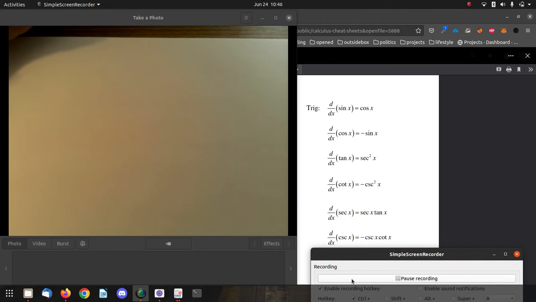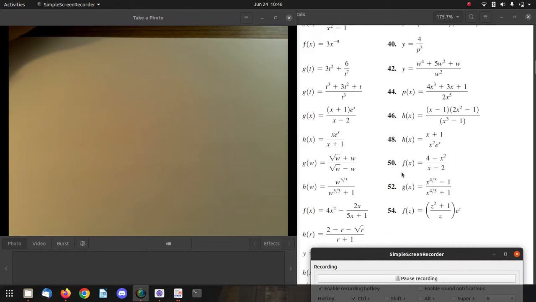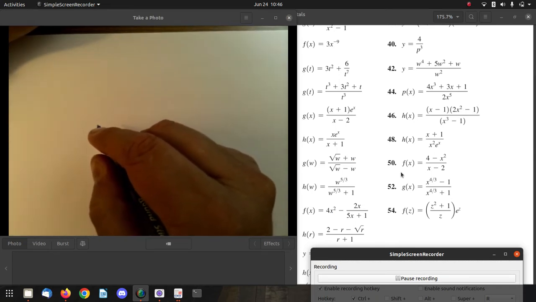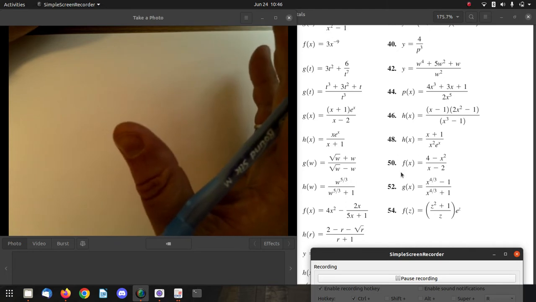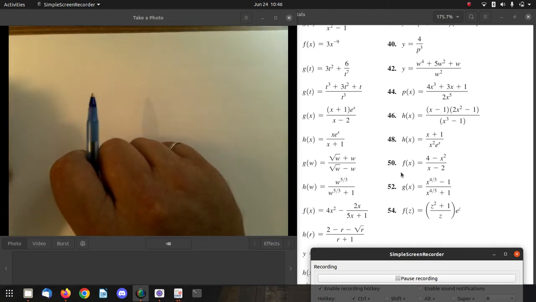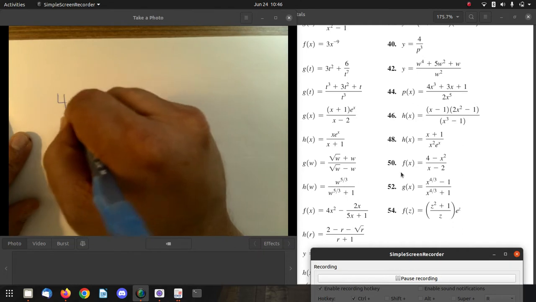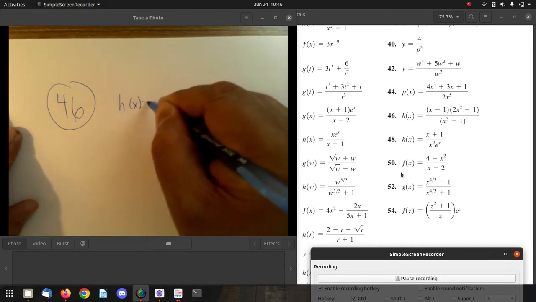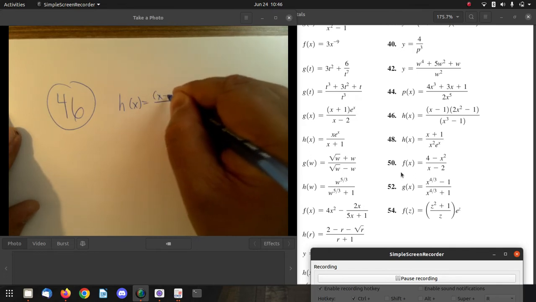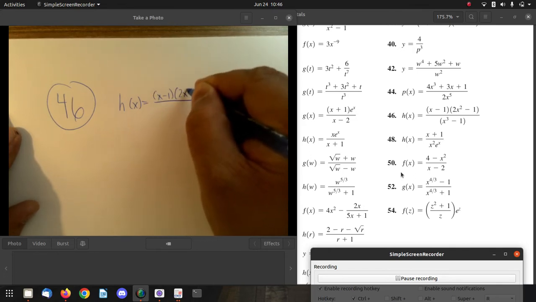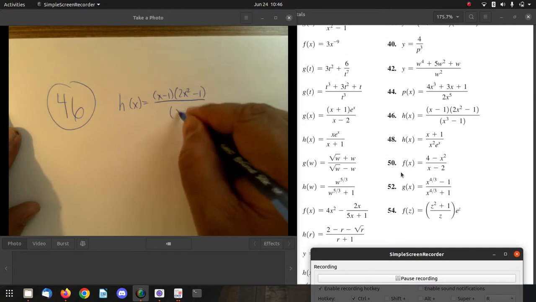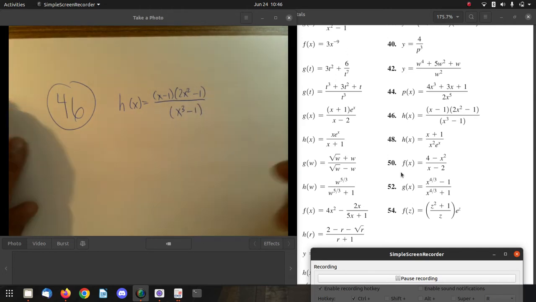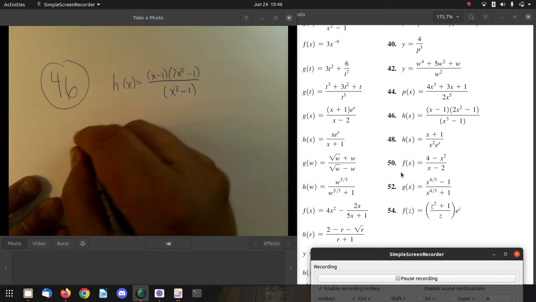All right, let's take a look at the next problem, which will be 46. For 46, we see that we have x minus 1 times 2x squared minus 1, and that product divided by x cubed minus 1. So 46, and we have h of x equals x minus 1, 2x squared minus 1, all over x cubed minus 1. So deep breaths will be just fine.